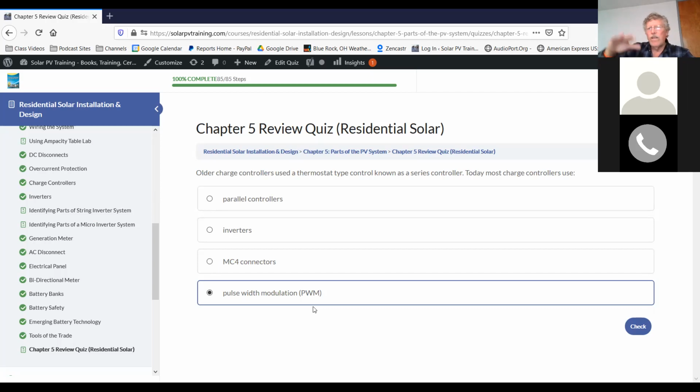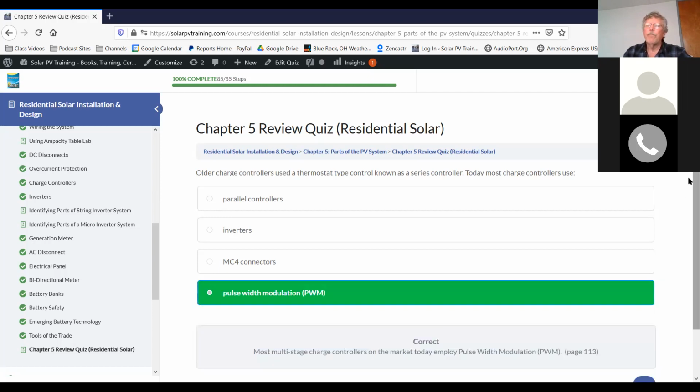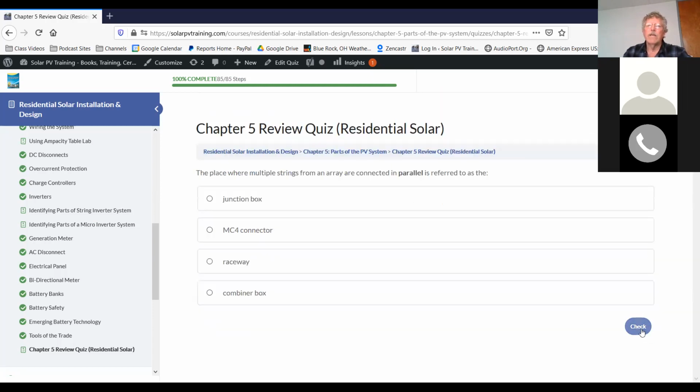Well, there's a lot of inefficiencies in there, a lot of time when the panels are generating power, but it's never being used. So pulse width modulation is a much more efficient way of using the power within the solar panels. So that's why most have switched over to pulse width modulation.